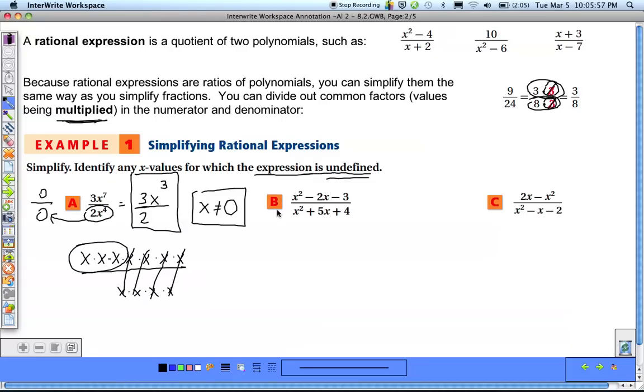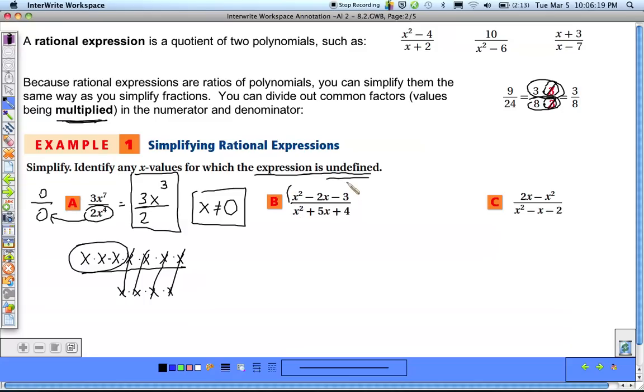If we take a look at example B now, it actually throws in bigger polynomials. Here we have a trinomial over a trinomial. The first thing that you might want to say is, I see an x squared over an x squared, so I may want to cancel those out. The problem is we can't actually cancel those out. That x squared isn't a factor. That x squared is part of a factor.